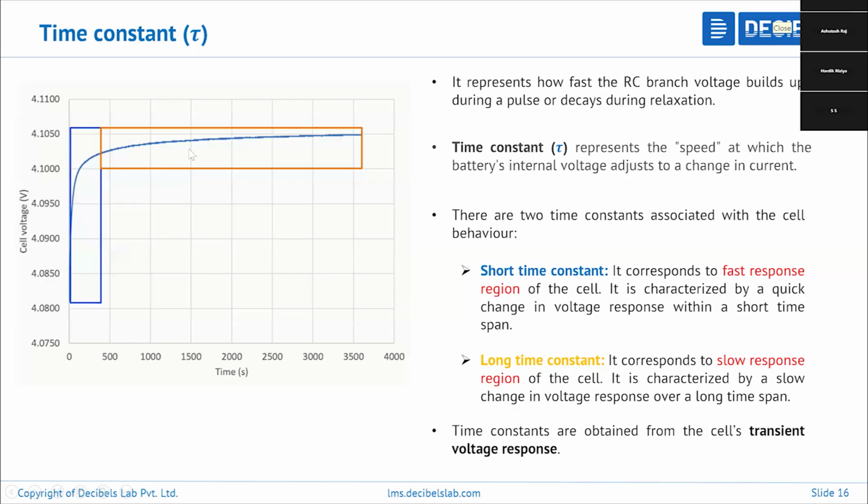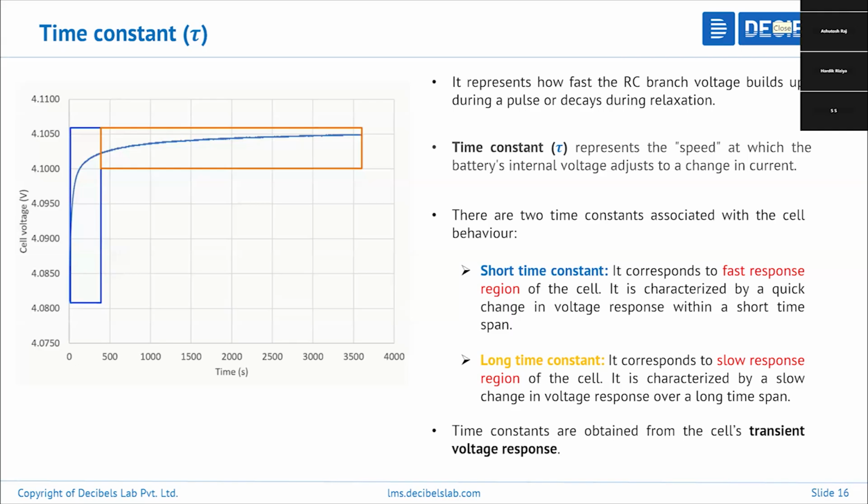So that increment will be associated with your RC branch, whatever the voltage it was earlier. So now the capacitor in the RC branch will start to discharge, and that discharge will act as your potential increase. For those phenomena to go through, we need to look at how fast your voltage will build up or go through. Those things are associated with your time constant.